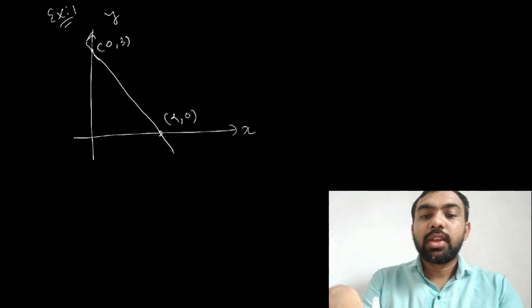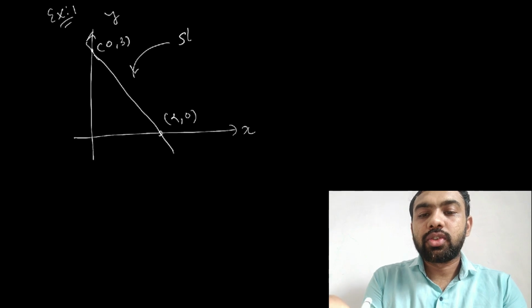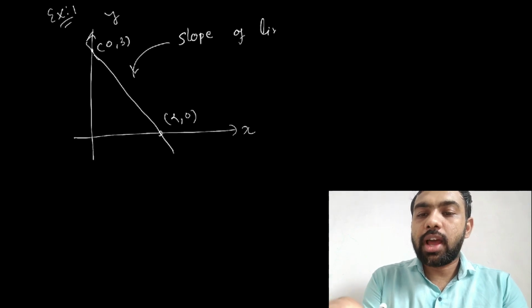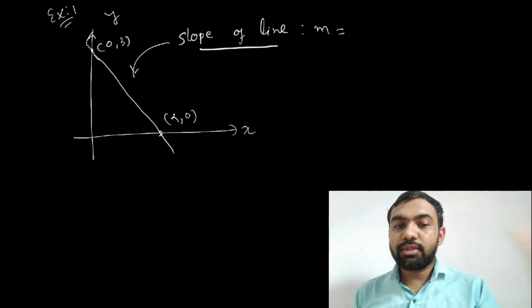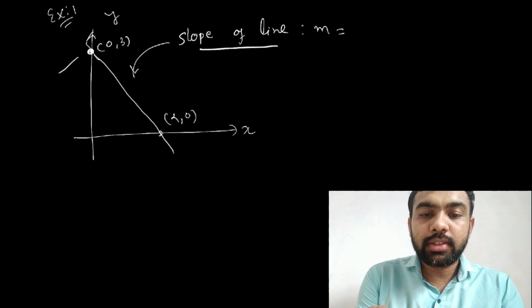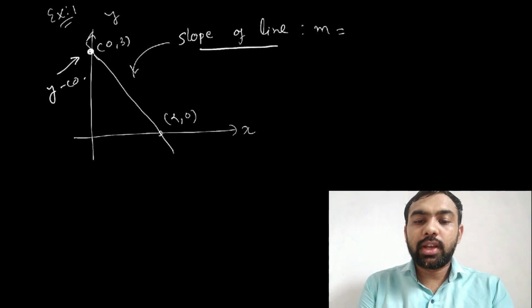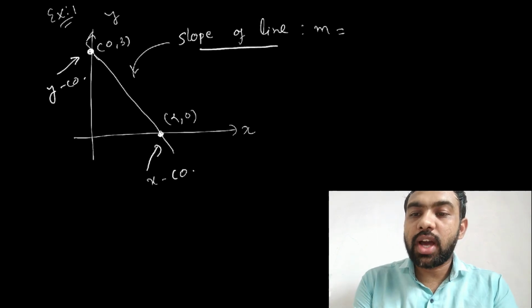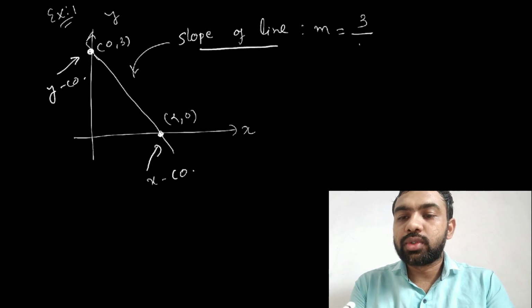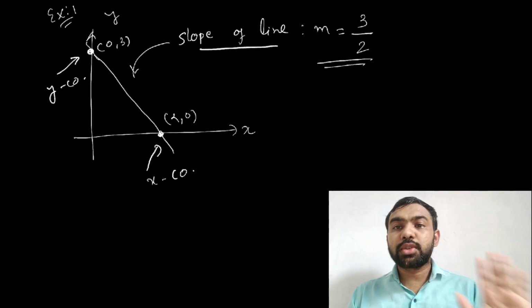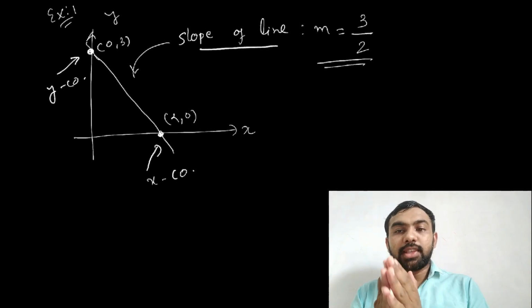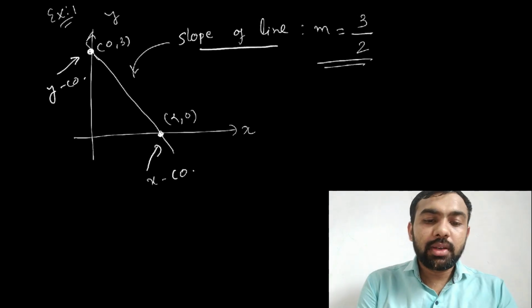So how do we find the slope of this line? Let's write the slope of the line, m, is equal to y upon x. What is the y? This point represents the y coordinate, and this point represents the x coordinate. So y upon x: y is 3 and x is 2. So 3 by 2 is the slope of the line. In this way you write the answer. You must remember this. Second example.